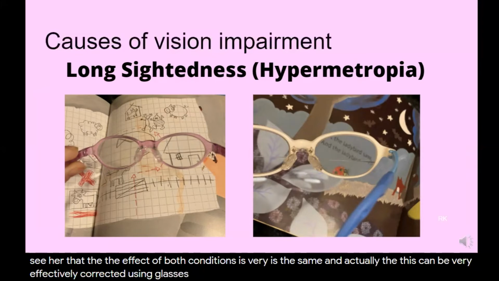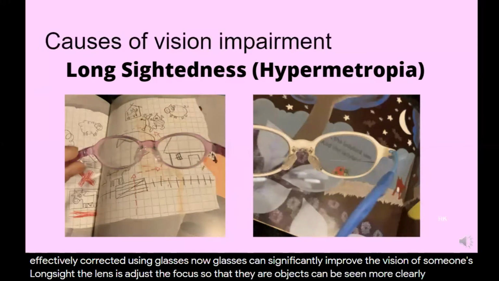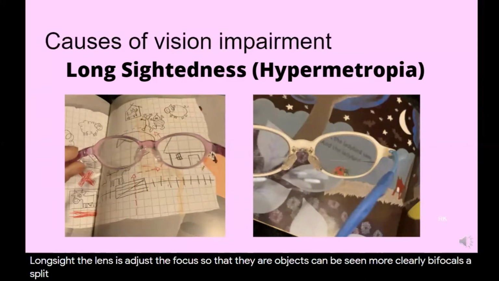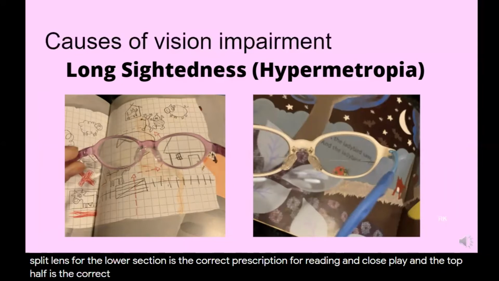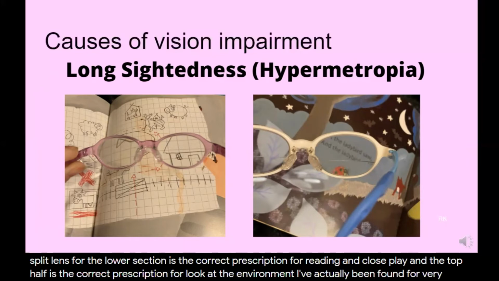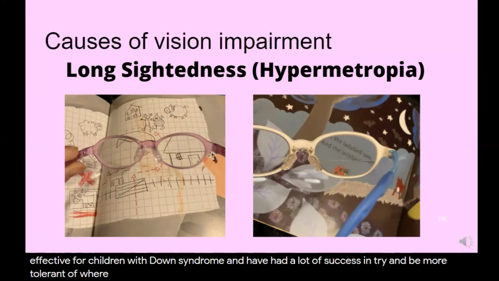Now, glasses can significantly improve the vision of someone with long sight. The lenses adjust the focus so that near objects can be seen more clearly. Bifocals, a split lens where the lower section is the correct prescription for reading and close play, and the top half is the correct prescription for looking at the environment, have been found to be very effective for children with Down syndrome, and have had a lot of success in children being more tolerant of wearing them.